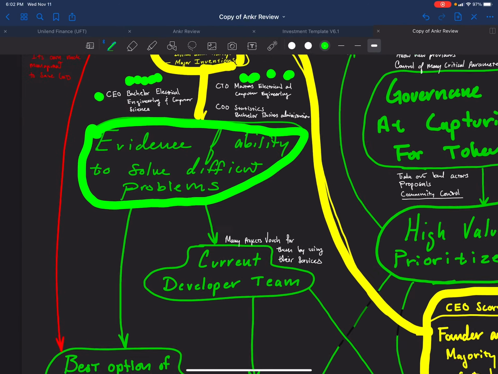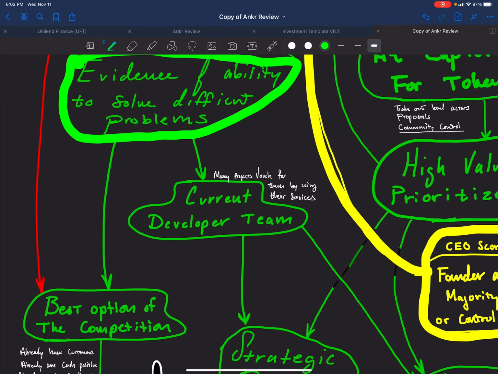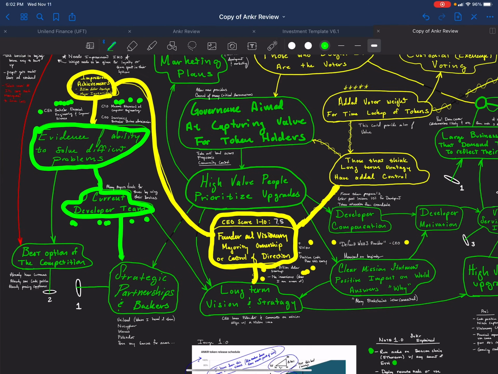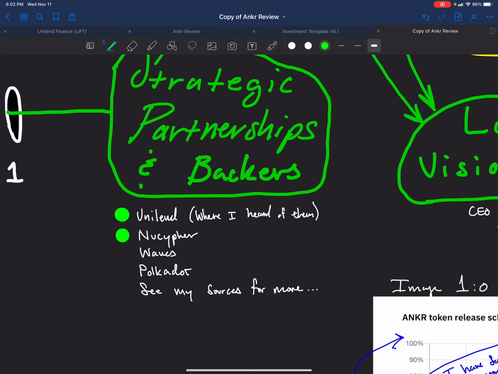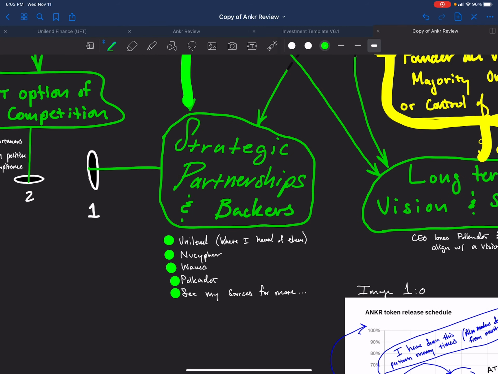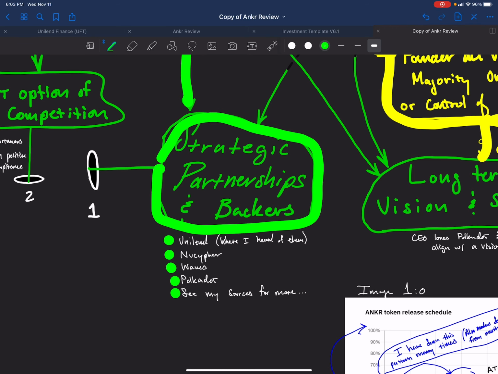So evidence of ability to solve difficult problems, and plus they've already proven themselves to be cash flow positive. I mean, that's pretty awesome. Many projects vouch by using their services, so that's why we could say the developer team is awesome, because there are many projects using them, such as Unilend and etc. So they partner with Unilend, Nuke Cipher, Waves, Polkadot, and you can see the full list in my sources below the video. So they have a lot of strategic partners.